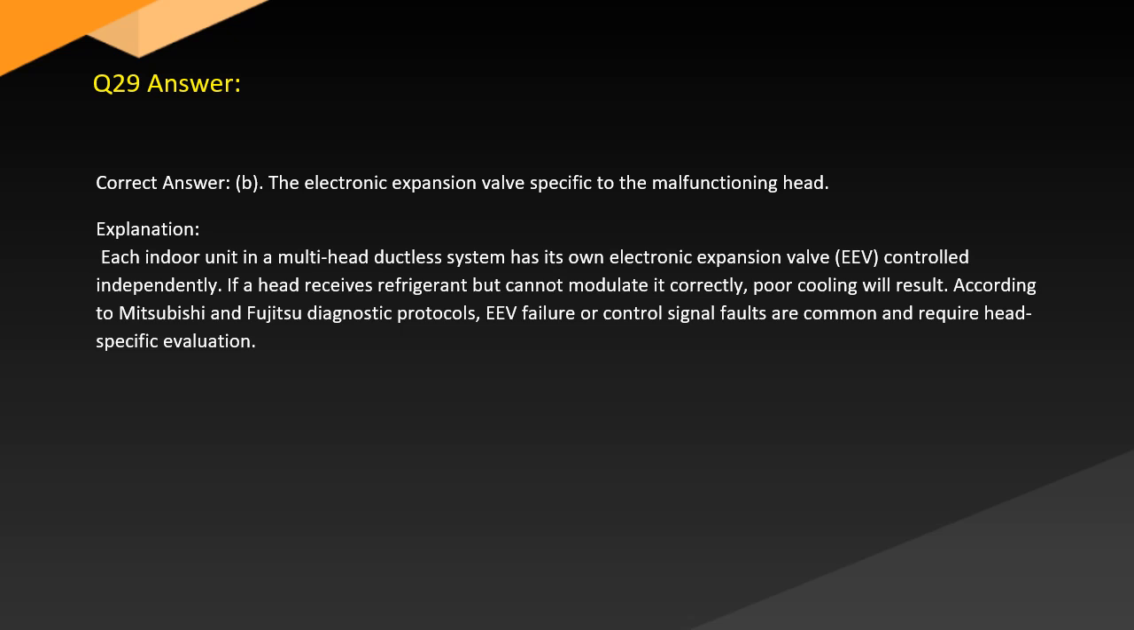Answer. Correct answer: B. The electronic expansion valve specific to the malfunctioning head. Explanation. Each indoor unit in a multi-head ductless system has its own electronic expansion valve, controlled independently. If a head receives refrigerant but cannot modulate it correctly, poor cooling will result. According to Mitsubishi and Fujitsu diagnostic protocols, valve failure or control signal faults are common and require head evaluation.